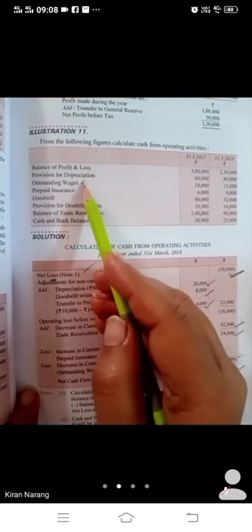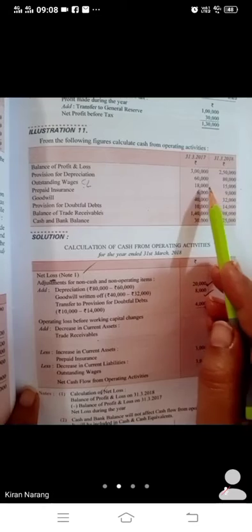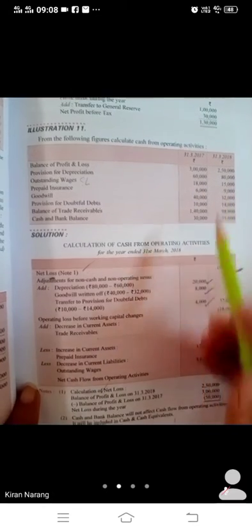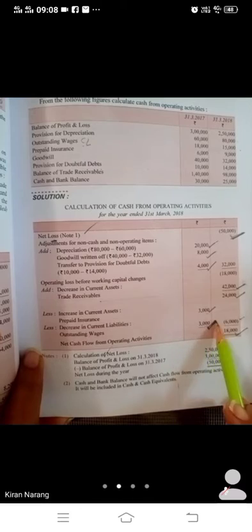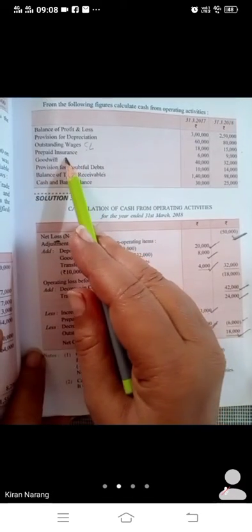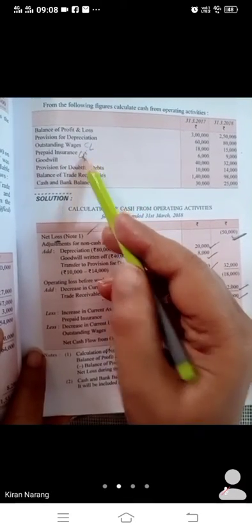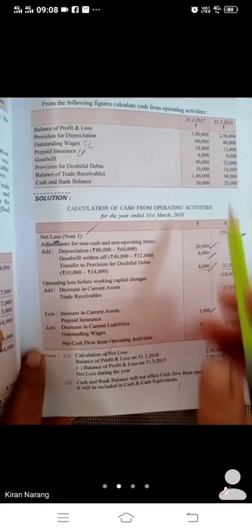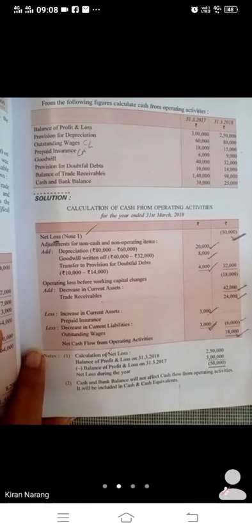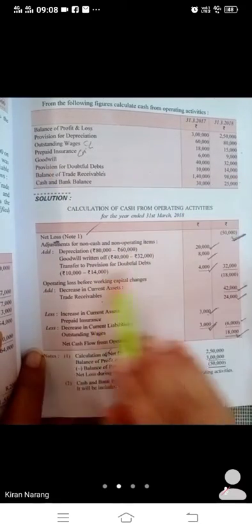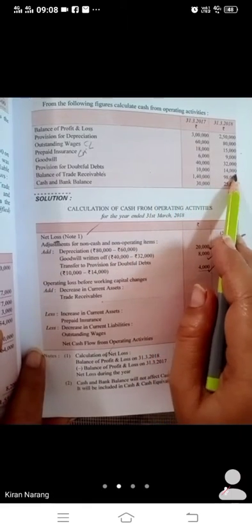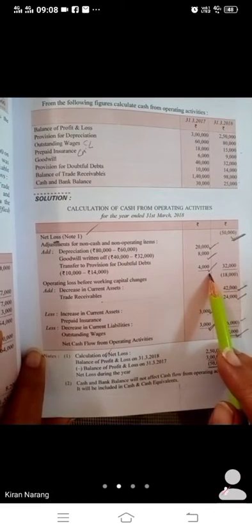Outstanding wages is a current liability and it is decreasing, so it will be subtracted. 3,000 outstanding liabilities will be subtracted. Prepaid insurance is a current asset, it is increasing, so it is also subtracted. Then goodwill write off is there, so it will be added here. And then provision for doubtful debt is increasing, it will also be added.